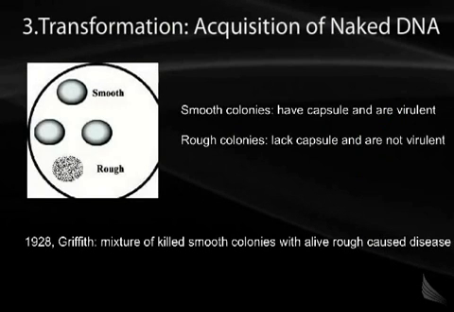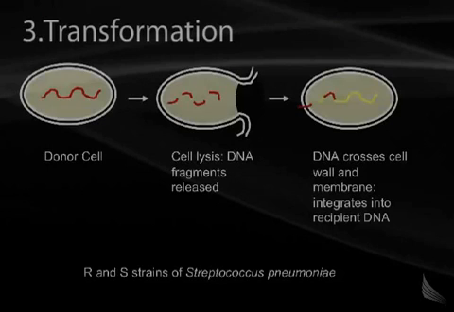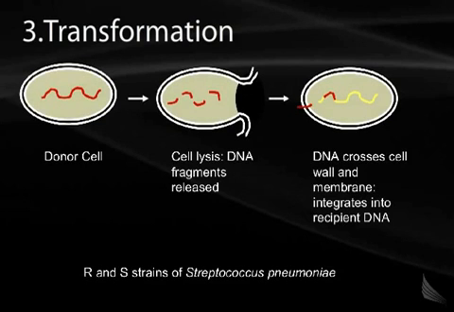The third form of bacterial genetics is transformation, which is basically the acquisition of naked DNA. The classic experiment is with pneumococcus, where there were smooth colonies which had a capsule and were virulent, and there were rough colonies which lacked the capsule and were not virulent. In 1928, Griffith mixed killed smooth colonies and alive rough colonies, and he found that the rough colonies soon became smooth. This is illustrated on the following slide.